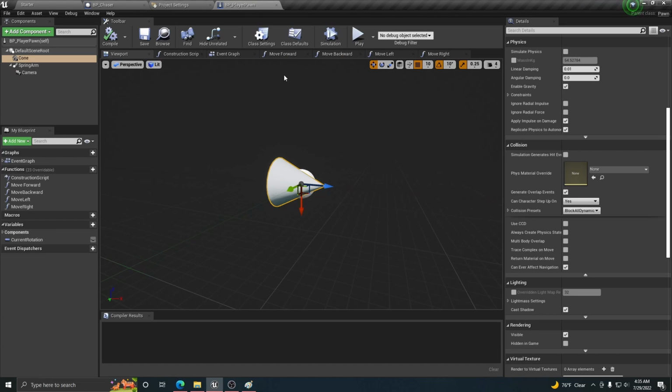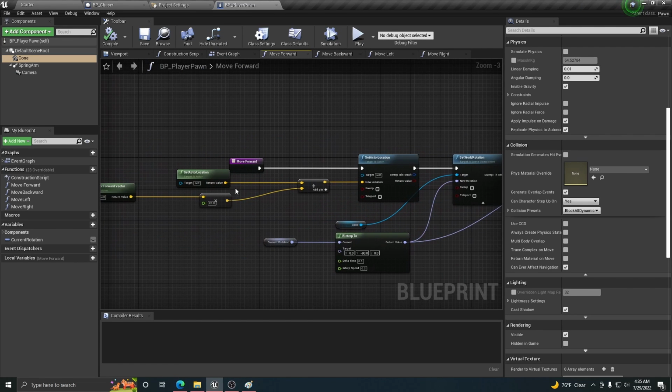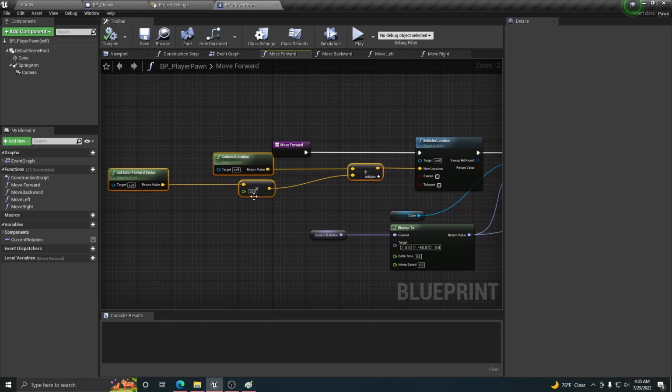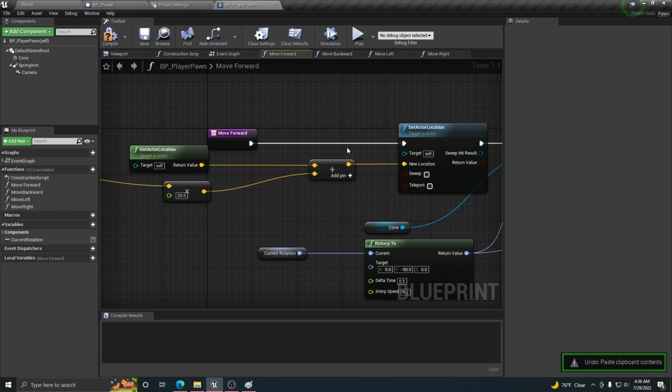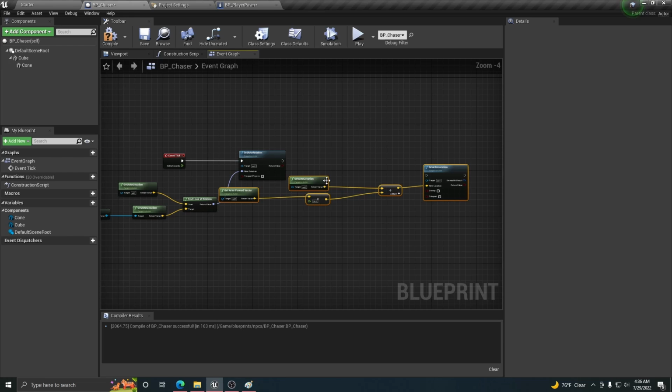Alright, now we want to make it to where it goes towards the player. And we'll do the same thing the way we did over here with the move forward. We're gonna say get the actor forward vector, multiply it with float, add it to the actor location, and you're gonna set that as the new actor location. So in BP Chaser, I'm just gonna place it right here.